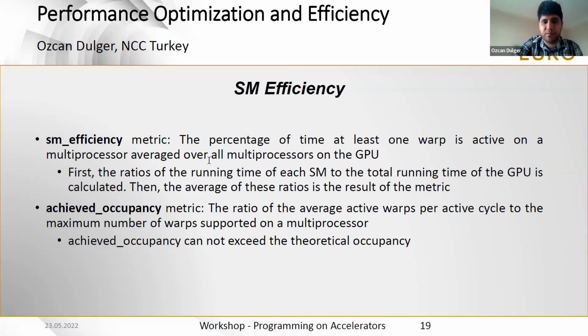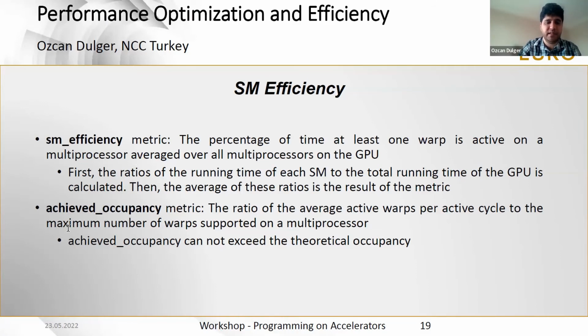that the SM efficiency is the percentage of time at least one warp is active on a multiprocessor, averaged over all multiprocessors on the GPU. That means, first, we calculate the ratios of the running time of each streaming multiprocessor to the total running time of the application. And by taking the average of these results, we achieve the result of this metric.